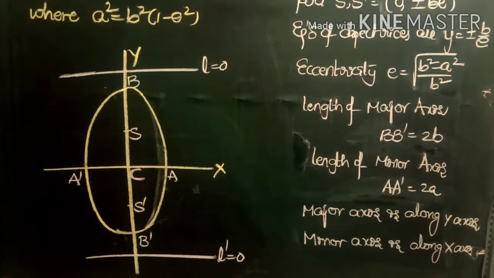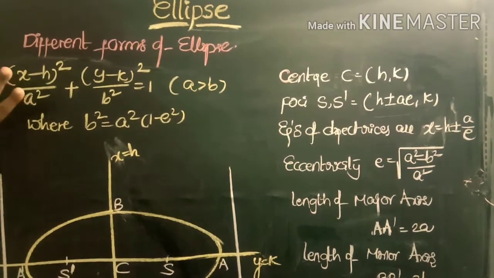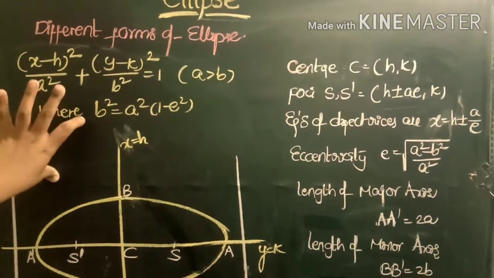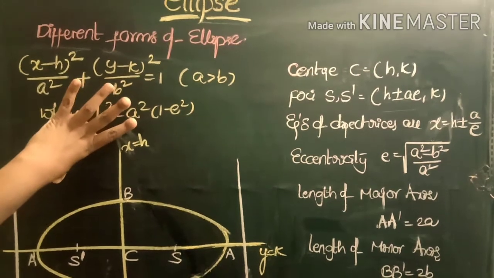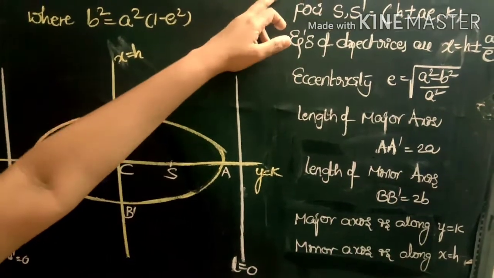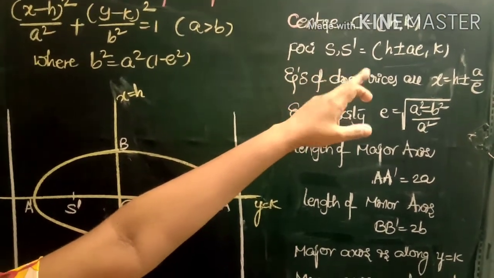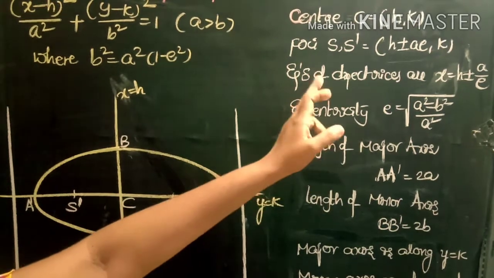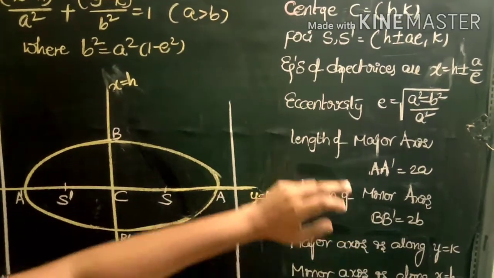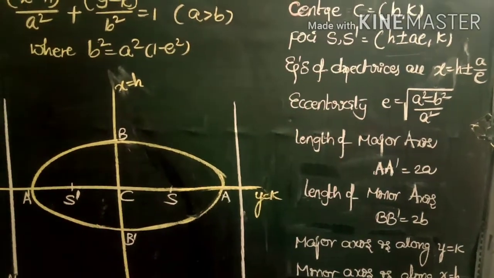That's all. The next form is (x minus h) whole square by a square plus (y minus k) whole square by b square is equal to 1, a greater than b, where b square is equal to a square into 1 minus e square. This is the graphical representation, and here we take the formulas as: center C is equal to h comma k, the foci S comma S dash are h plus or minus ae comma k, the equations of the directrices are x is equal to h plus or minus a by e, and the eccentricity e is equal to the square root of a square minus b square by a square.